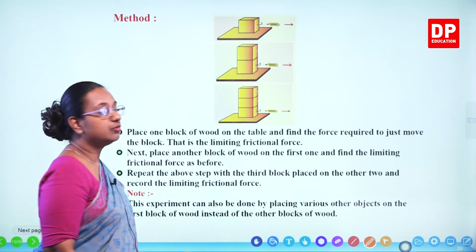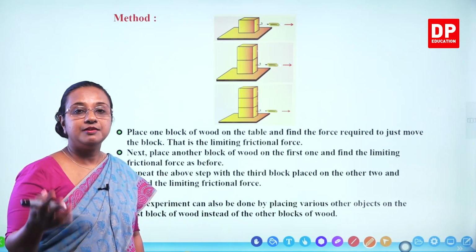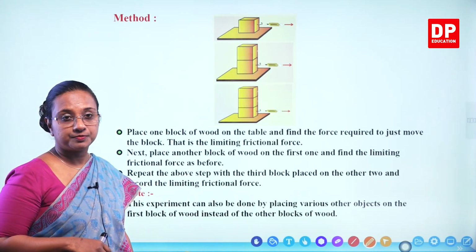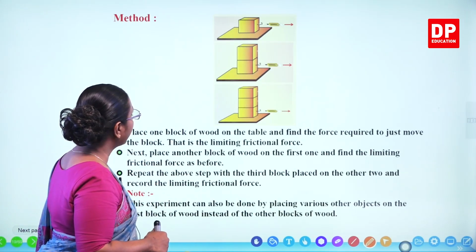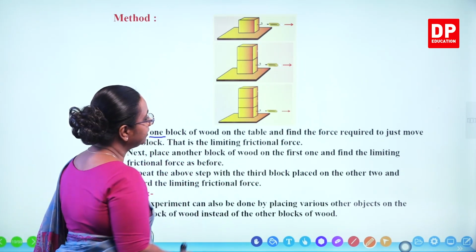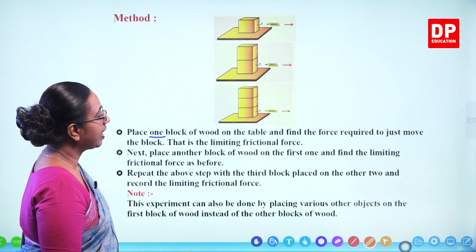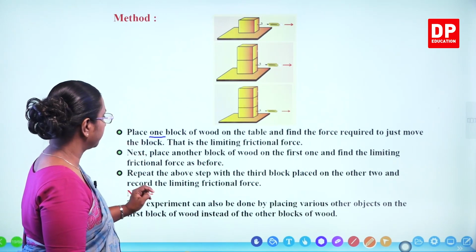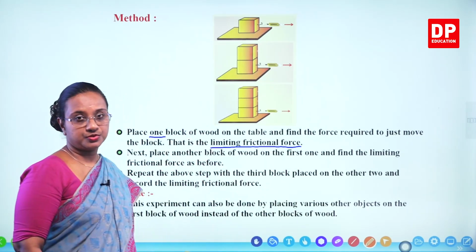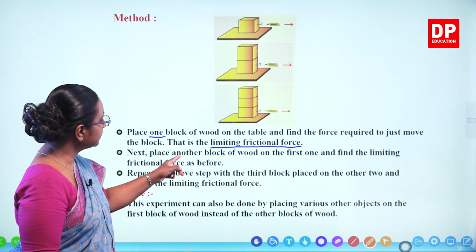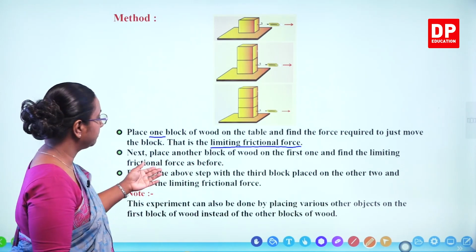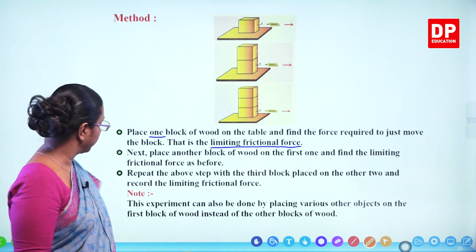We can also do this activity with different objects placed on the first block. So place one block of wood on the table and find the force required to just move the block. That is the limiting frictional force. Next, place another block of wood on the first one and find the limiting frictional force as before.